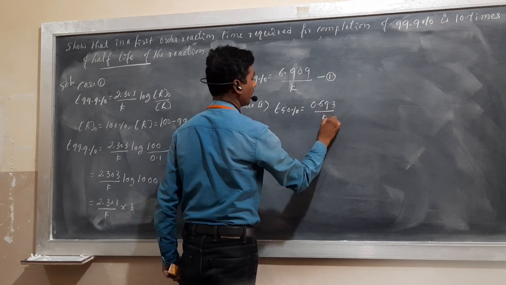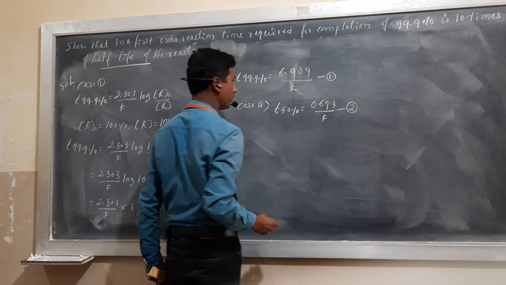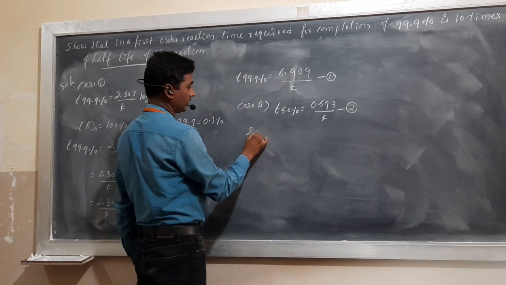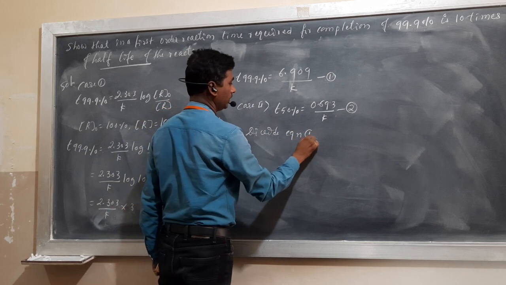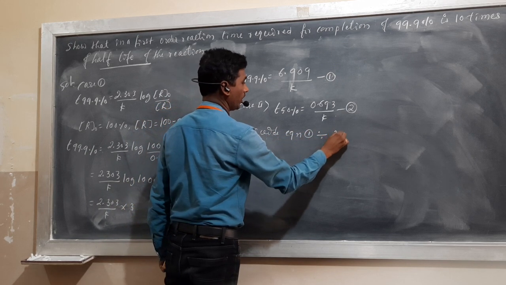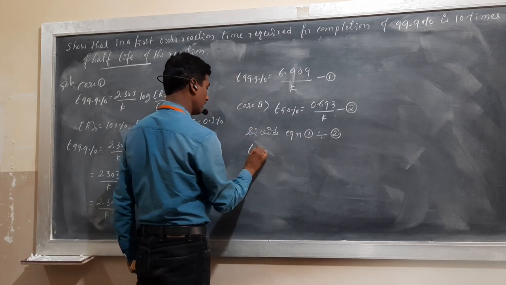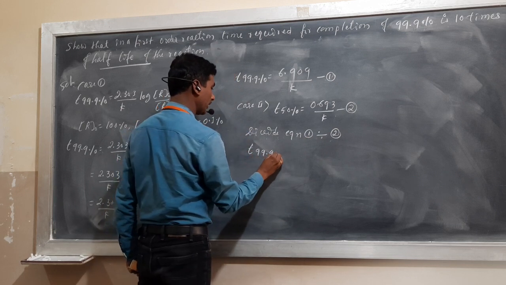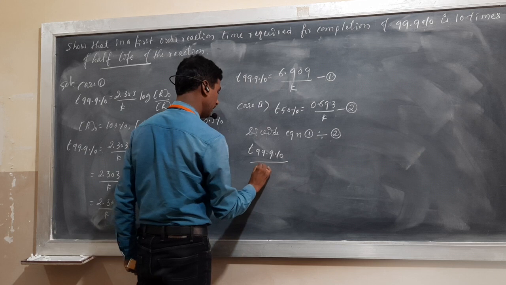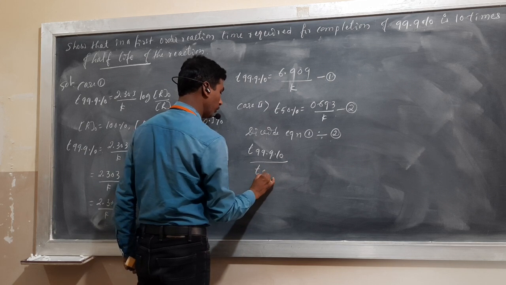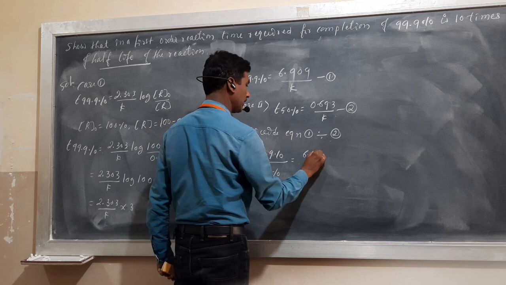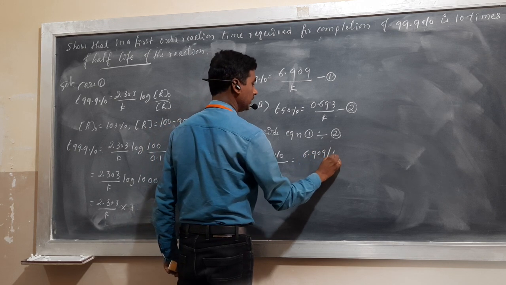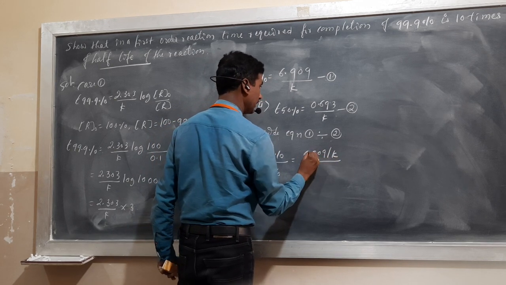0.693 divided by what? K. So this is equation number 2. Divide equation 1 by equation 2. What is the expression? T 99.9% divided by T 50% is equal to 6.909 divided by K.